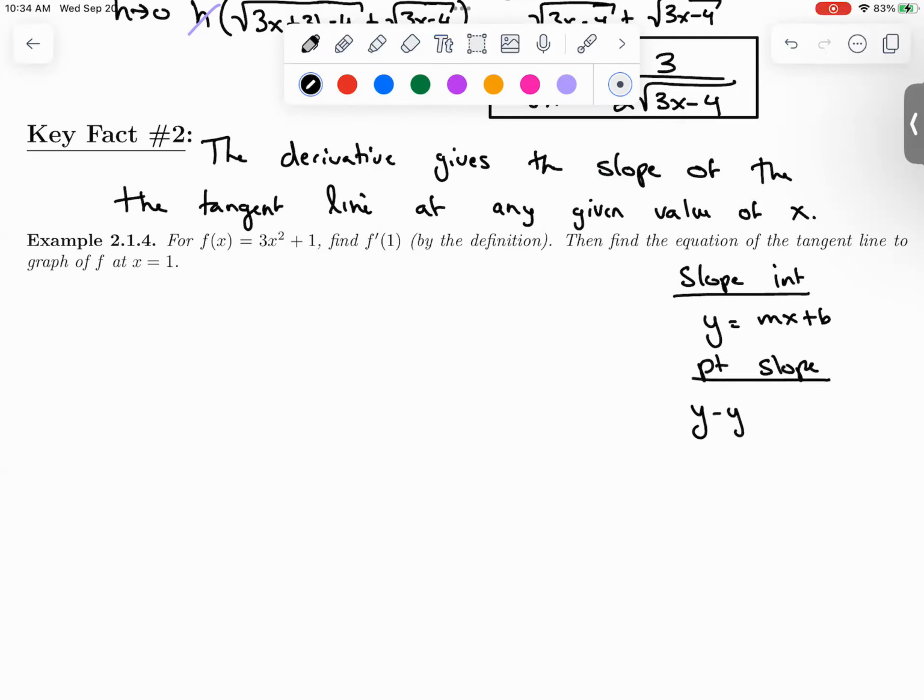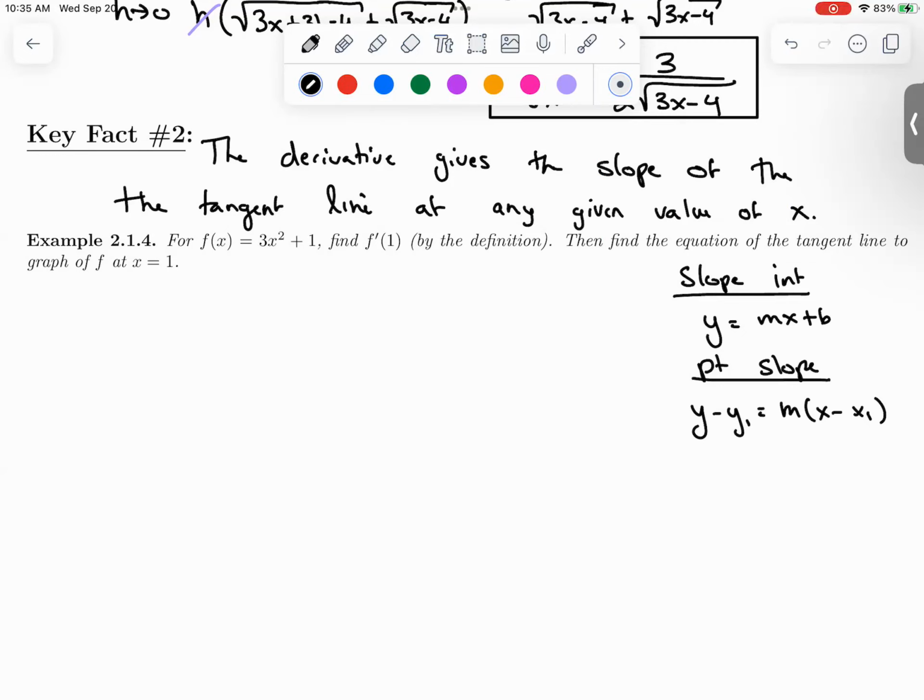y minus y sub 1 is equal to m times x minus x sub 1, right? Point slope is your best friend. Point slope is the way I want you to write your lines, your tangent lines. I always want them written as point slope form. Point slope form is just infinitely better. And we'll talk about why in just a moment.